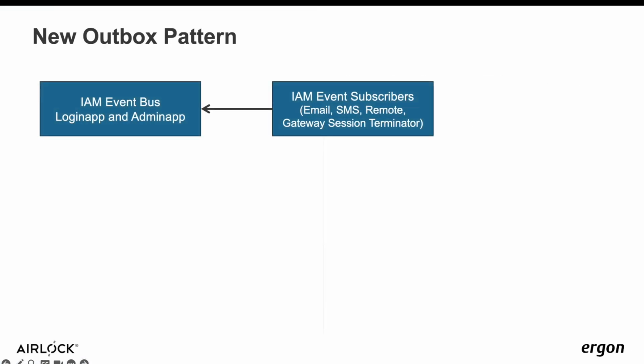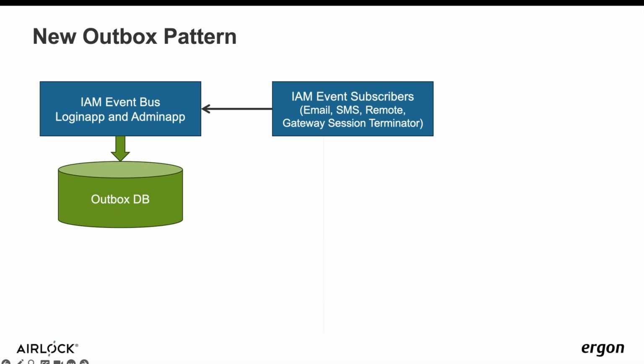What we're seeing here is the pattern that we have today, and I will tell you how we evolve that into what is called an outbox pattern. Outbox pattern is a standard architecture, and I'll explain just in a few words how it works. So what you see on the left-hand side is the event bus in Login App and Admin App that generates the event, and then you have the event subscribers that connect to the bus and collect those events and do whatever they are configured to do, so send out email, SMS, and so forth. Now, on the left-hand side in the event bus, we have an additional thing, and that's called the Outbox DB.